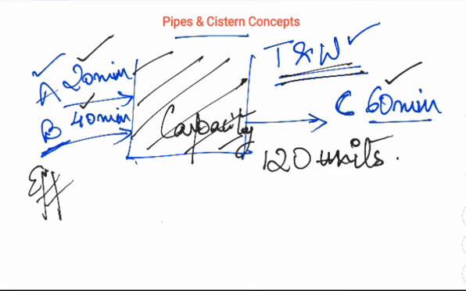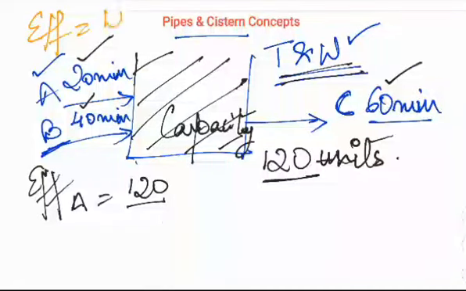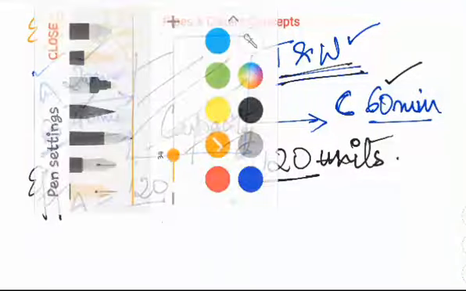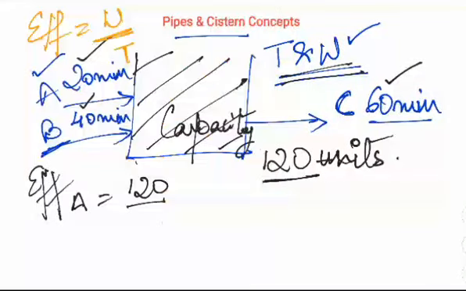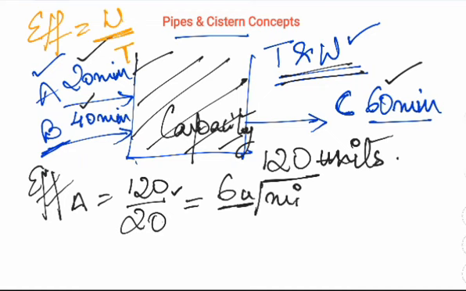Now for calculating the efficiency of A, the total work is 120 units. And efficiency is the work done per unit of time. So the work done is 120 units, and this work is done by A when working alone in 20 minutes. So it becomes that A is filling 6 units per minute. This is the capacity, or efficiency, of A: A is filling 6 units of any liquid in the tank per minute.